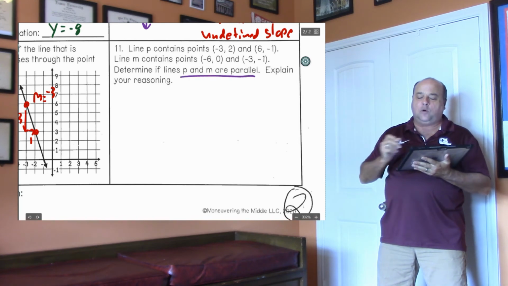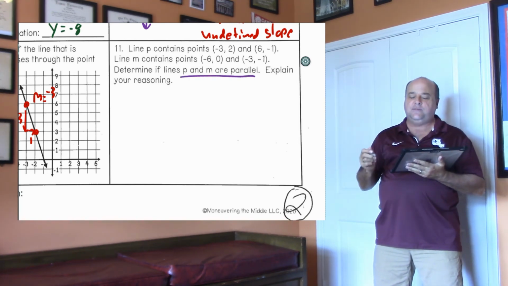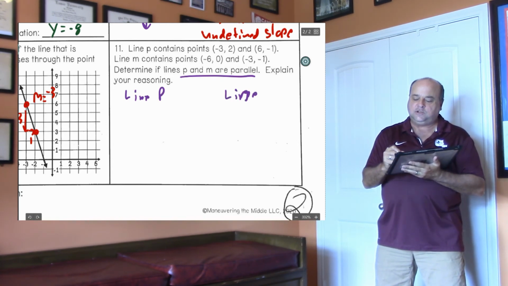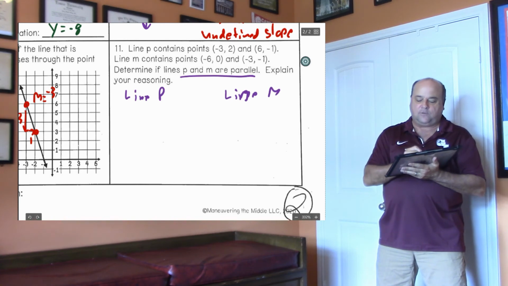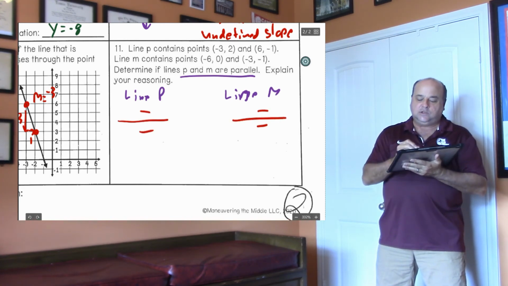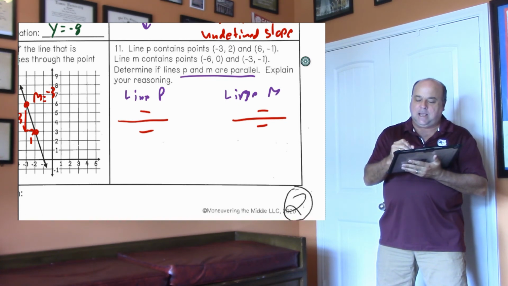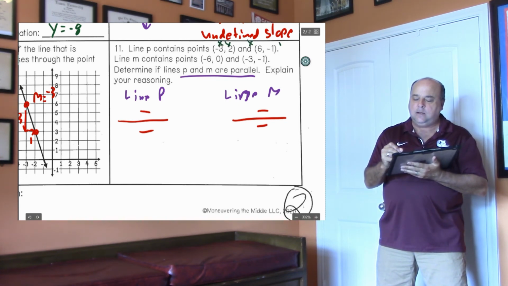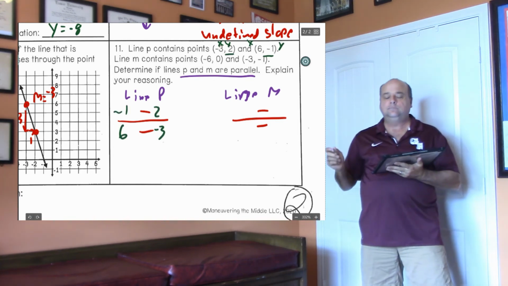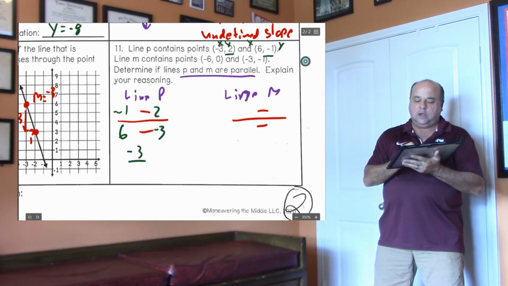Determine if P and M are parallel. All we've got to do is find the two slopes. So let's get line P and let's get line M. Now then we're going to draw a fraction bar, minus, minus, fraction bar, minus, minus. So on line P, we're going to have xy, xy. So we're going to put -1 minus 2 over 6 minus -3. So we'll end up with -3 over 9, which is going to be -1/3.